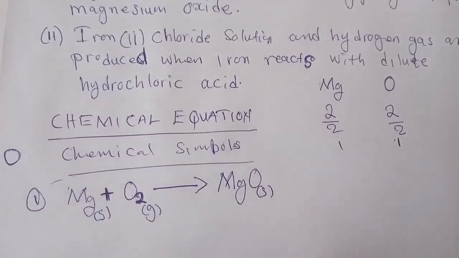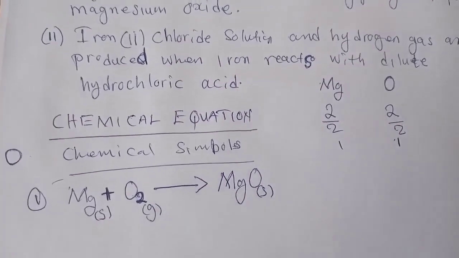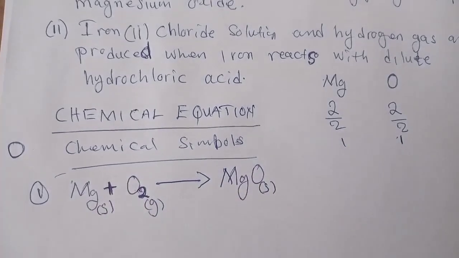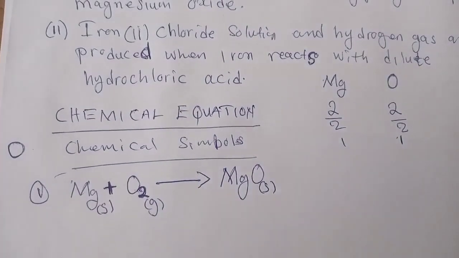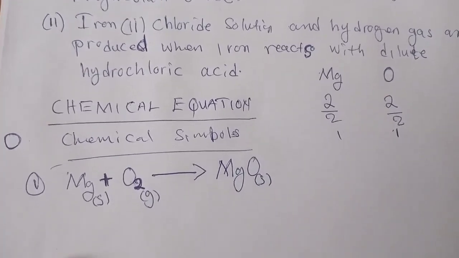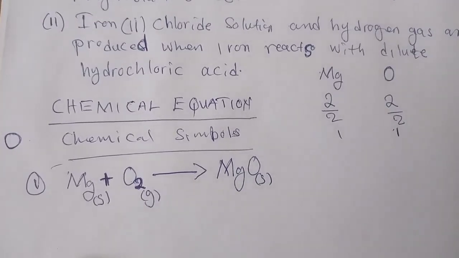So you need to know how to do that. This is actually how to write a chemical equation. But take note that this equation is not balanced, and balancing is what we are looking at today. You need to know how to balance an equation.